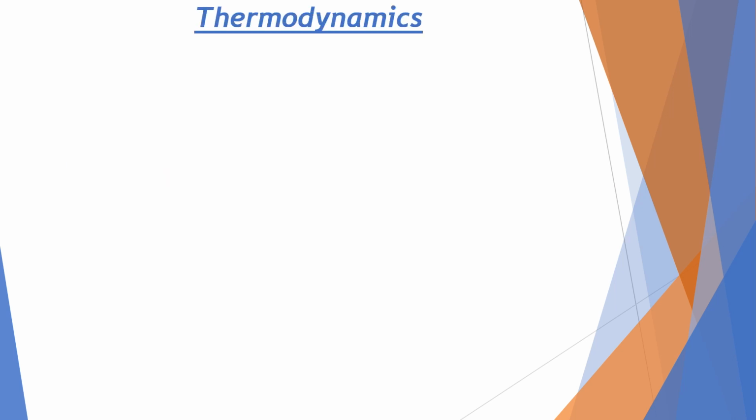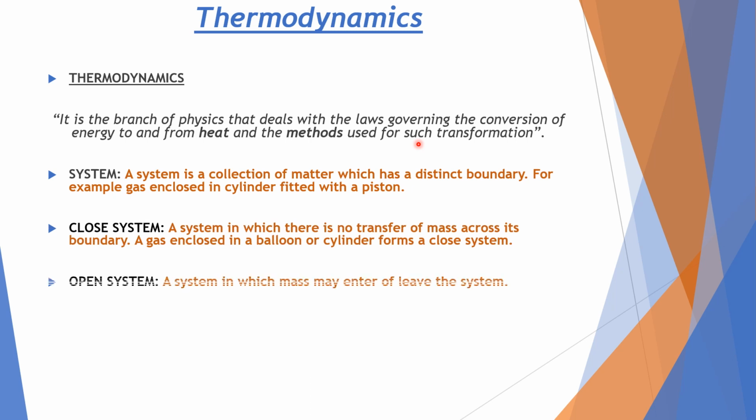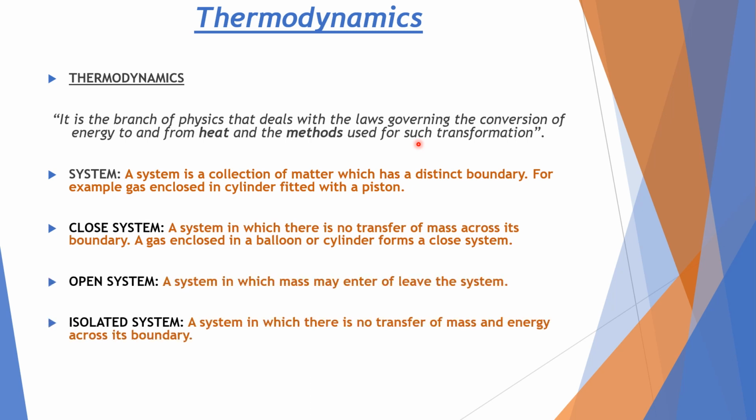Okay, so thermodynamics. Thermodynamics is the branch of physics that deals with the laws governing the conversion of energy to and from heat, and the methods used for such transformation. So if we talk about a thermodynamic system, we have to define a system. A system is a collection of matter which has a distinct boundary. For example, gas enclosed in a cylinder fitted with a piston.